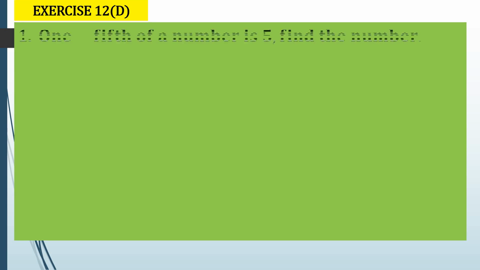Exercise 12D. Let's take question number 1. 1/5 of a number is 5. Find the number. So here, in this type of word problem, you have to understand the given conditions properly, and according to the conditions given, you have to set the correct linear equation. If you are not able to set the correct linear equation, then your solution will be wrong.